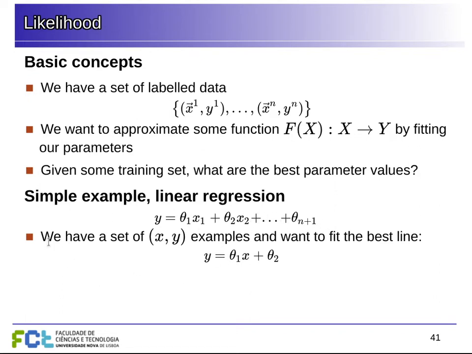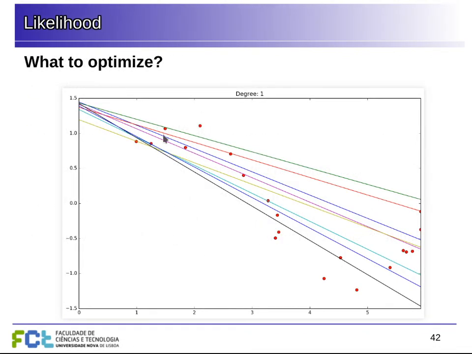So let's go to the simplest example here, where we have only one input value, and we are going to predict the output value with a straight line. So we need two parameters to specify the line, and this is what gives us our prediction. So we have here a set of data, for example, and many different lines that we could draw, and the question is, how do we decide which line is best?